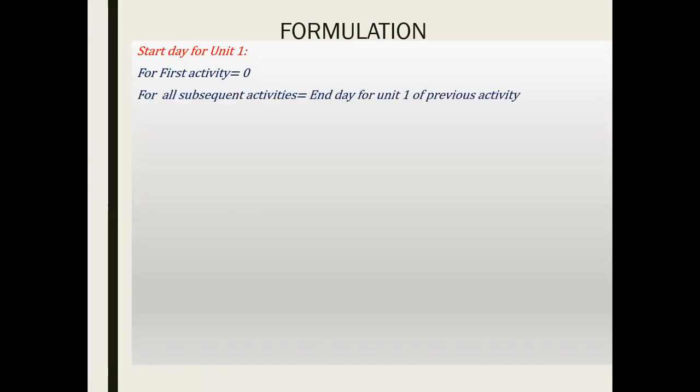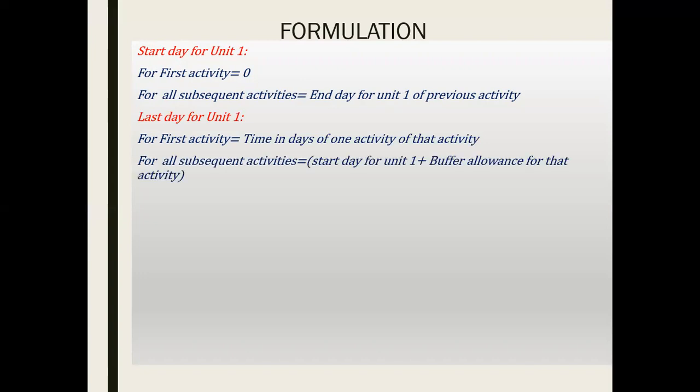Now, our formulation continues. For the start of Unit 1, for the first activity, this is always 0. For all other activities, it is the end day of the previous activity. It's just like CPM, a very common method in highway construction. Then the last day for Unit 1 is, for the first activity, the time in days of one activity that has been calculated in the formulation. And for all other activities, the start date of Unit 1 is added to the buffer allowance for that activity in question, to get the last day for Unit 1.